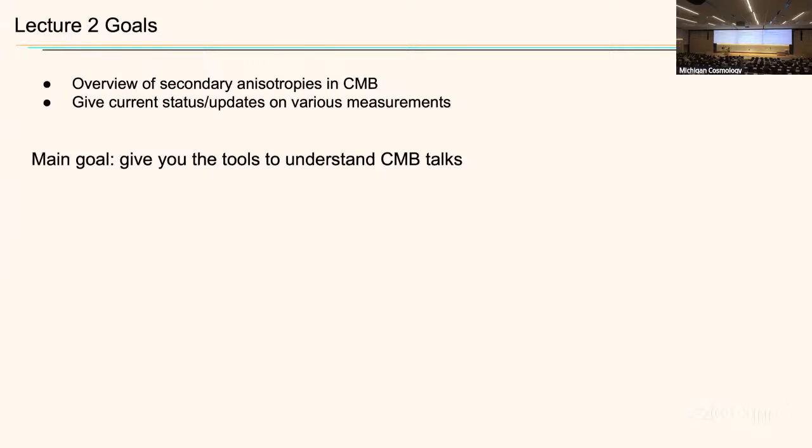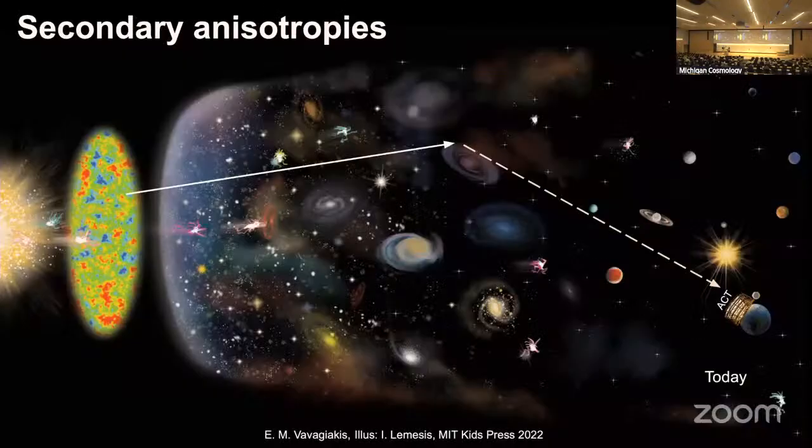So the goal for this lecture is to give an overview of what types of secondary anisotropies are in the CMB, and then give you a current status and updates on various measurements, again, to position you to understand CMB talks. So secondary anisotropies are any signal that is encoded after that surface of last scattering.